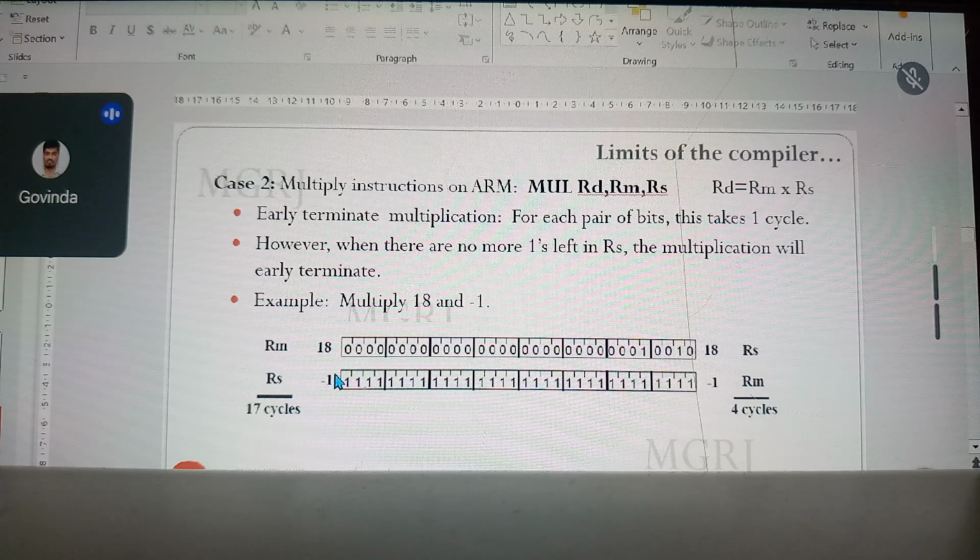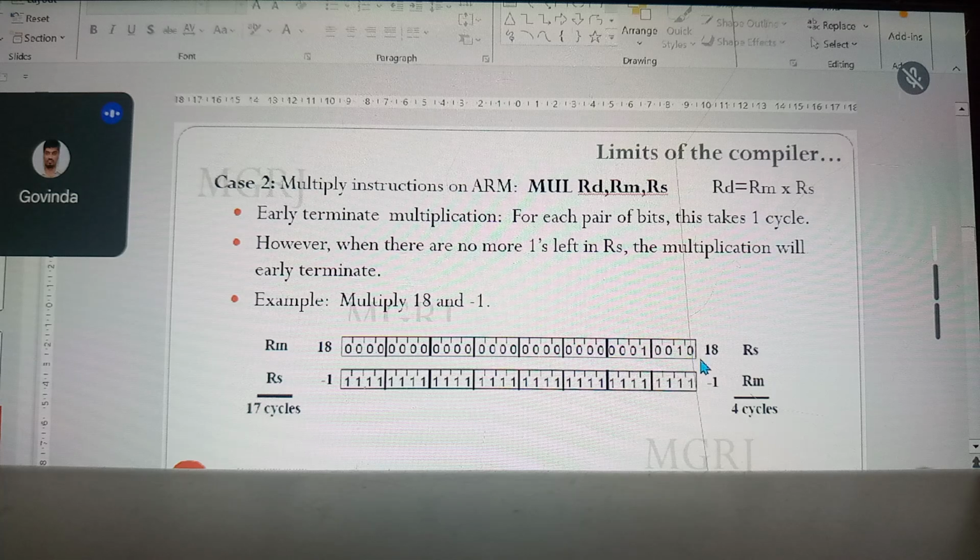If you look at how it is multiplying by considering some examples for RM and RS, I've taken RM equal to 18 and RS equal to -1. RM equal to 18 is stored in a 32-bit register, so you can see many leading zeros. Similarly, RS is holding -1, whose two's complement is all ones for the 32 bits of the RS register. Now, if you take RM equal to 18 and RS equal to -1, as per the binary multiplication, it takes 17 clock cycles. That means this MUL instruction takes 17 clock cycles because it does multiplication bit by bit.